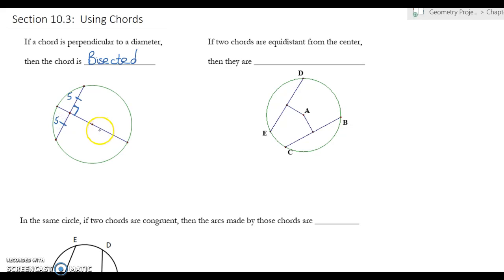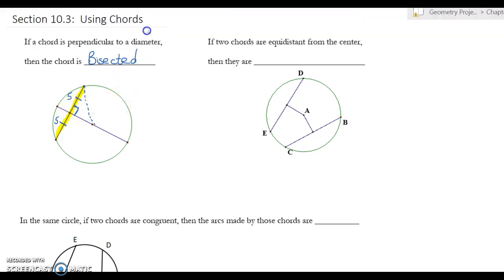Okay? Be aware that you're probably going to have to also do some problems with a radius and Pythagorean theorem. So just be aware that you might have to use something with a radius and Pythagorean theorem with a right triangle there. But the key for this problem is that that chord gets cut in half.